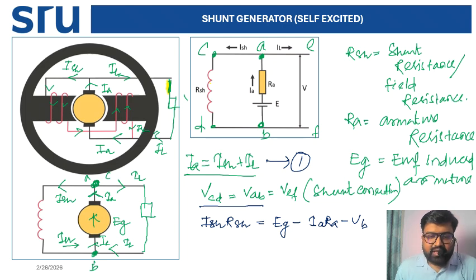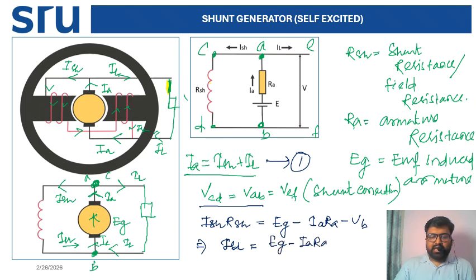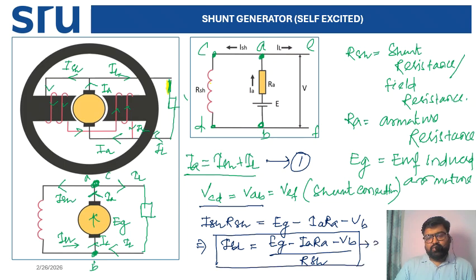This is the VAB on the right hand side, and the left hand side is the VCD. Now you can easily calculate the shunt current. ISH is nothing but equal to (EG minus IA RA minus EB) by RSH. You can mark it as equation number 2. Two equations we already found out, 1 and 2.